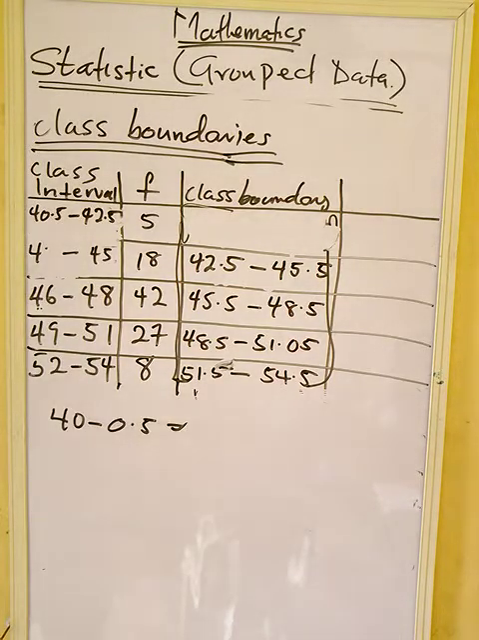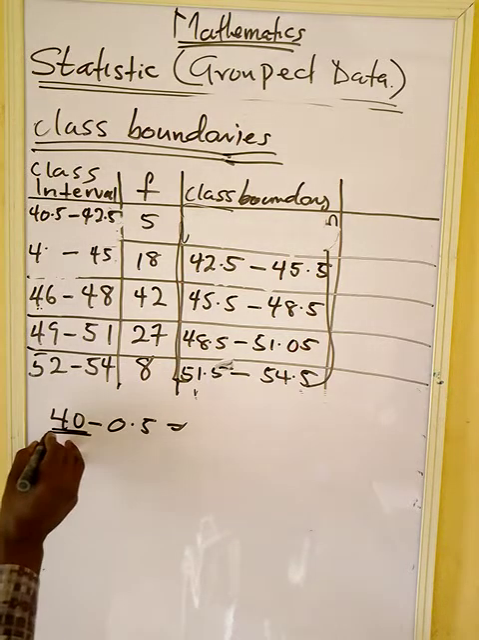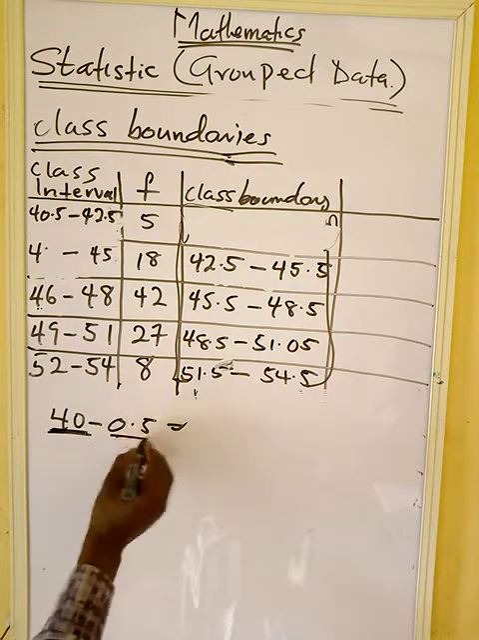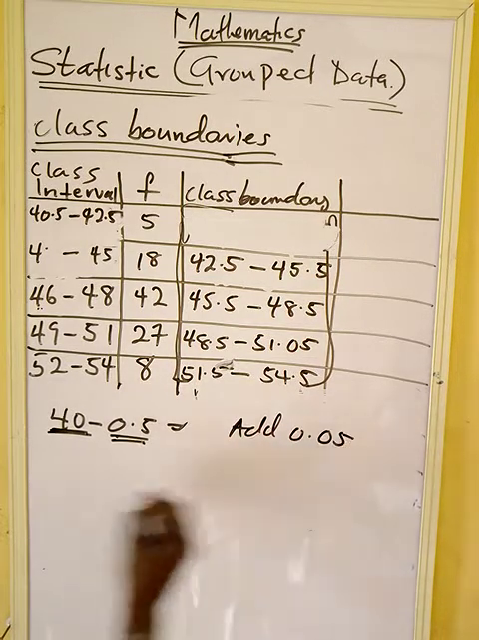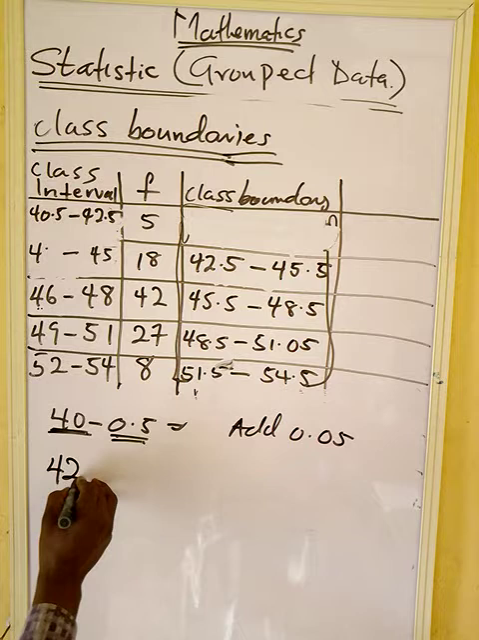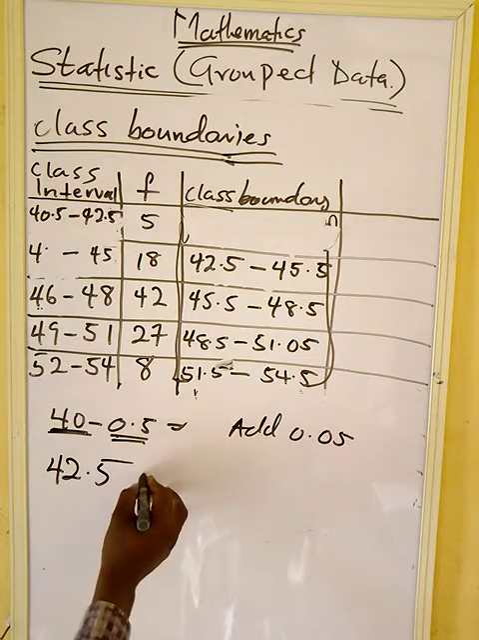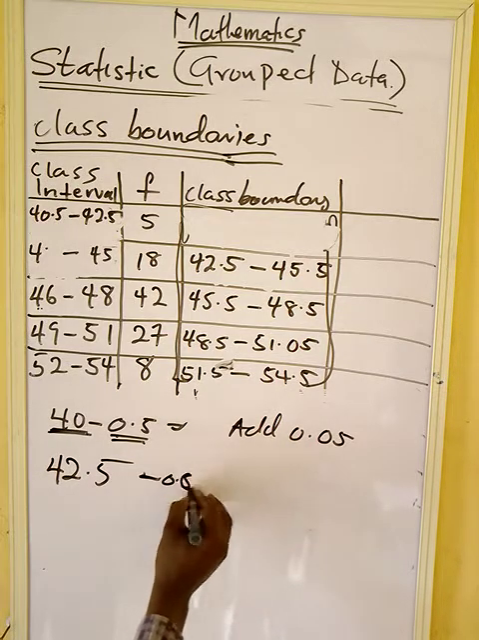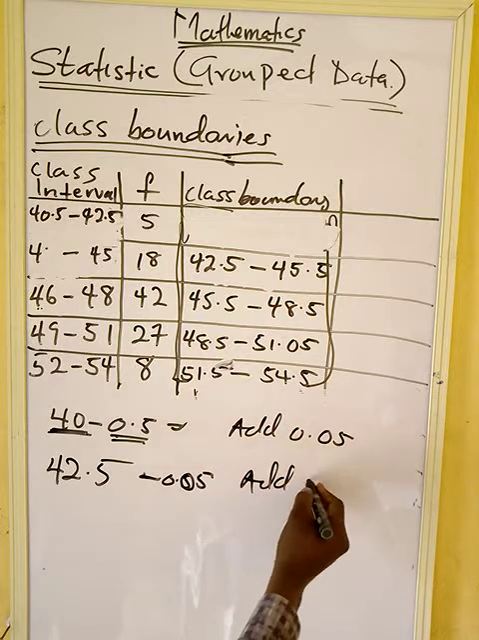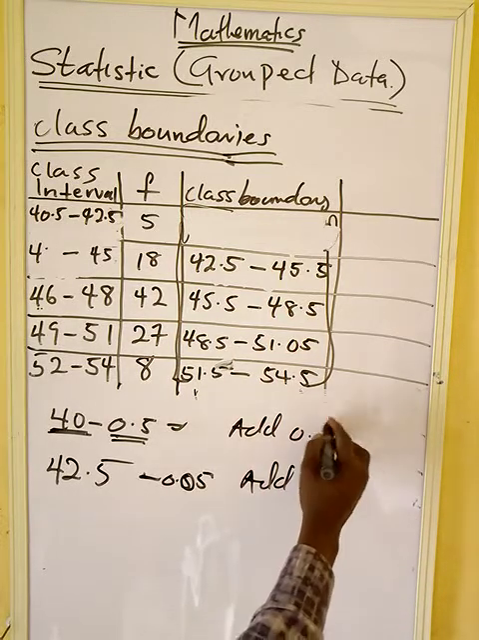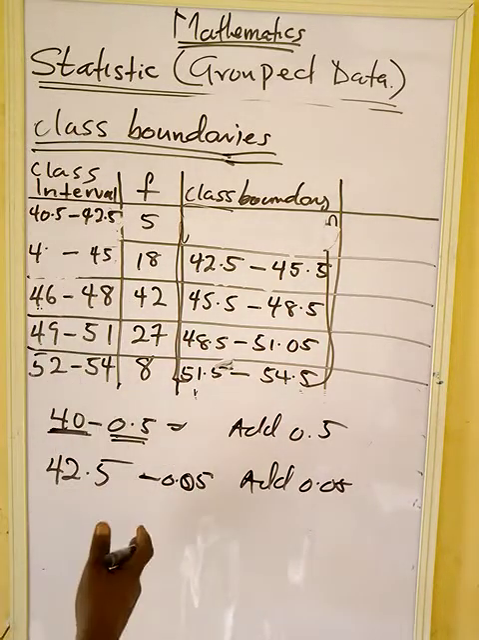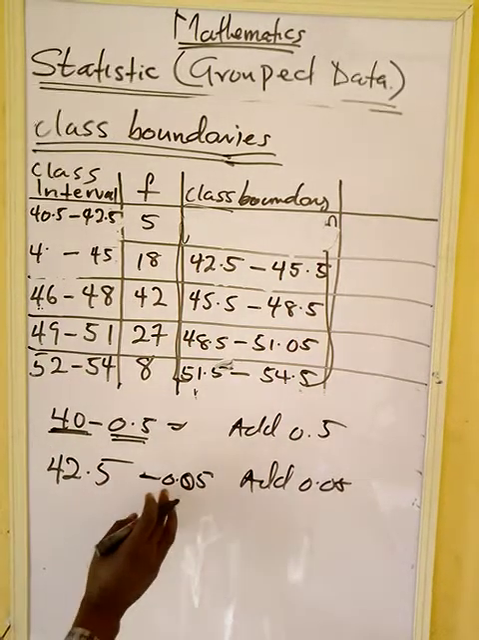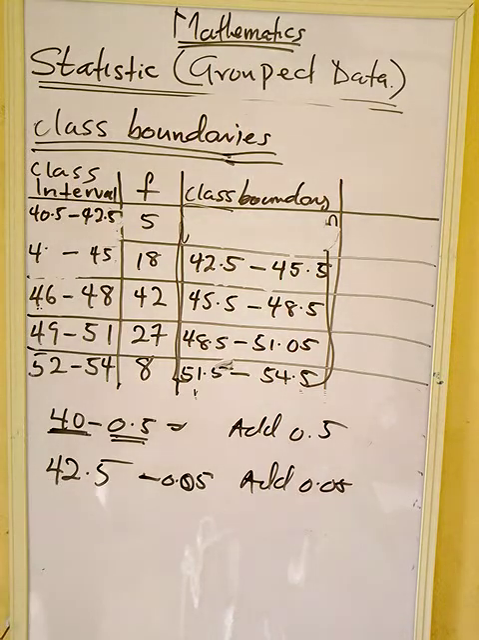Please don't misquote me. If your group data is in whole number, you subtract 0.5, then you add 0.5. But if it is a decimal number, 42.5, you subtract 0.05, then you add 0.05. So you add to the upper class limit, and you subtract from the lower limits. So that is about class interval.